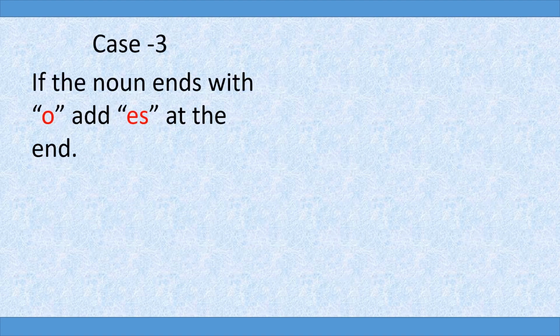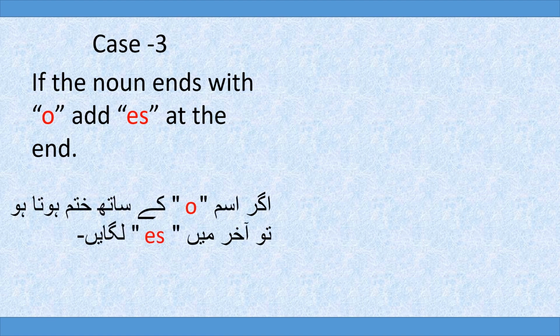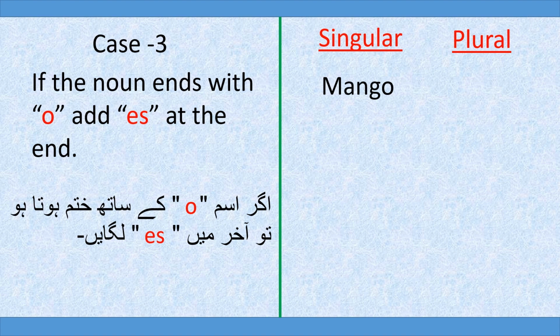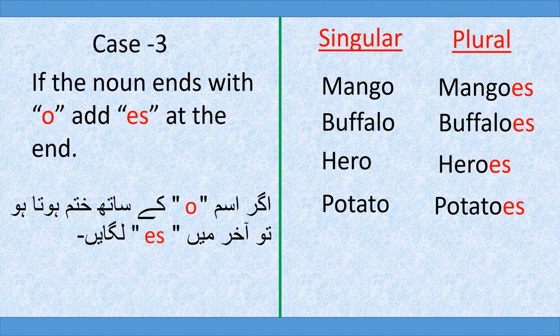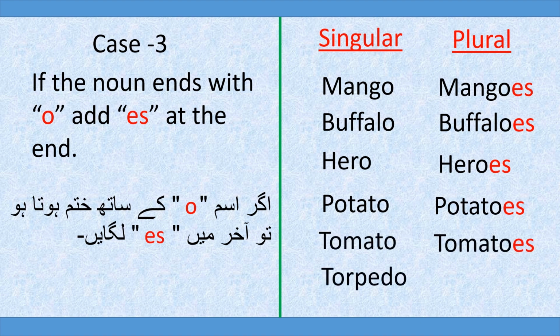Case 3. If the noun ends with o, add es at the end. Like mango, mangoes, buffalo, buffaloes, hero, heroes, potato, potatoes, tomato, tomatoes, torpedo, torpedoes.